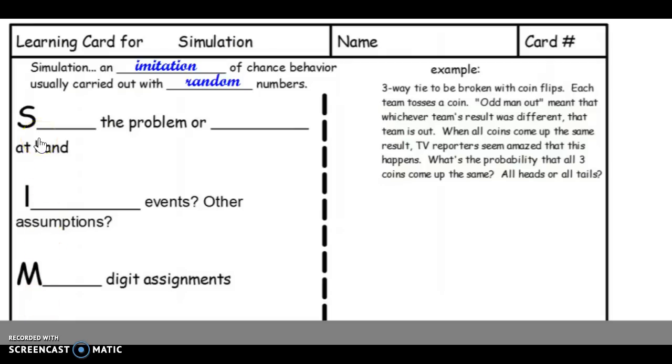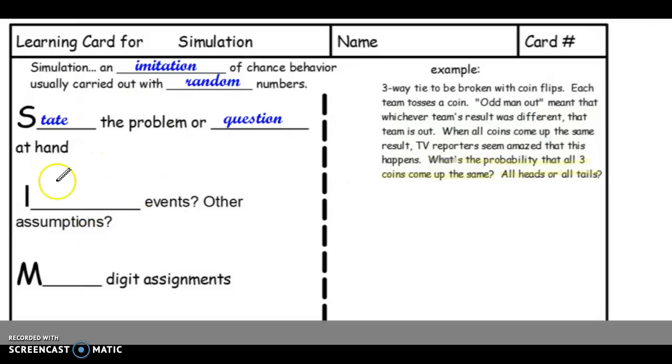So we're going to start off by filling out the first one, which says state the problem or question at hand. So for this particular problem, what we're really looking at is this example over here. In the end, what we want to look at is, what is the question? What question are we trying to answer? Well, in this case, we're trying to answer, what is the probability that all three coins come up the same, all heads or all tails? You've got to know what the question is in order to get to your answer. So state the problem or the question at hand, or highlight it if you need to.